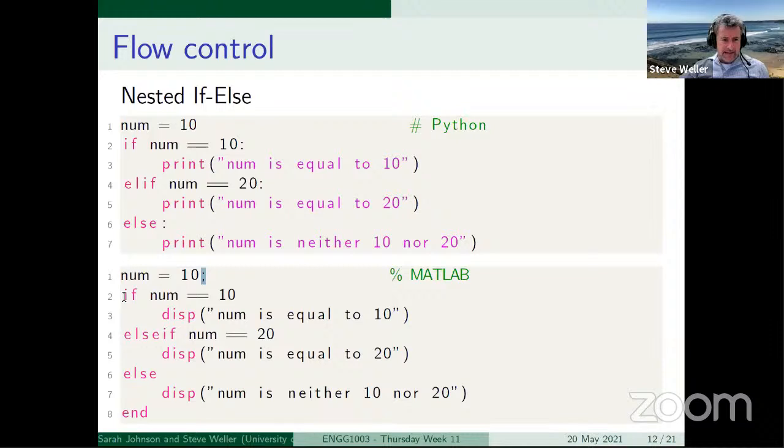The if condition, the language is almost the same. Python uses elif, MATLAB uses elsif. Python if statements are terminated with colons, MATLAB's are not. Python uses indenting to specify what the terms are that are executed in a conditional or a nested if-else statement. MATLAB doesn't require that. It's a good idea to do it because it makes your code more readable. MATLAB terminates the if statement with an end. Python doesn't. It uses indentation.